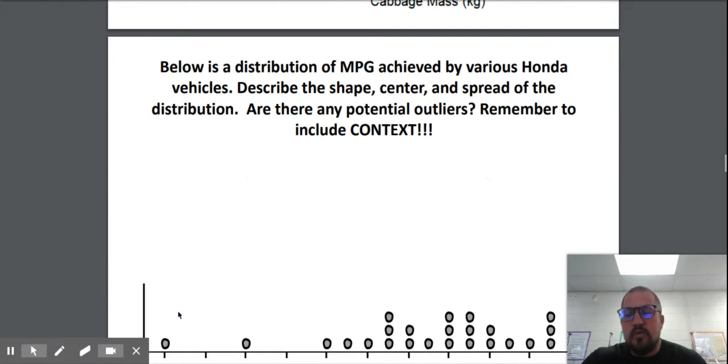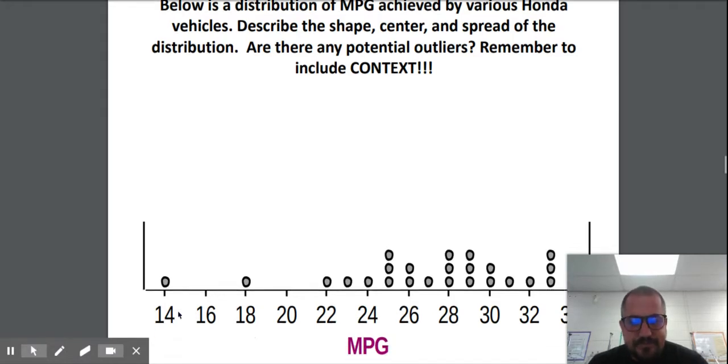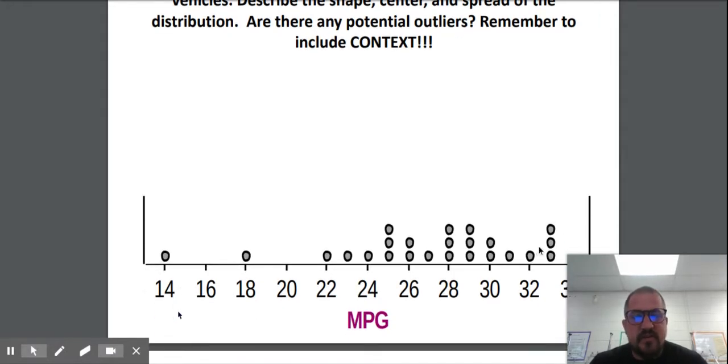And so below, what we're going to find here is a distribution of the miles per gallon of various Honda vehicles. And we're going to describe the shape, center, and spread, and also outliers. So SOCS: when it says to describe, we want to use shape, outliers, center, and spread. The first thing I notice here is that there's a lot of dots over to the right, and I see that the tail is to the left. So the shape seems pretty obvious that it would be skewed left. It looks like these could be potential outliers, so I'm going to name those as potential outliers.